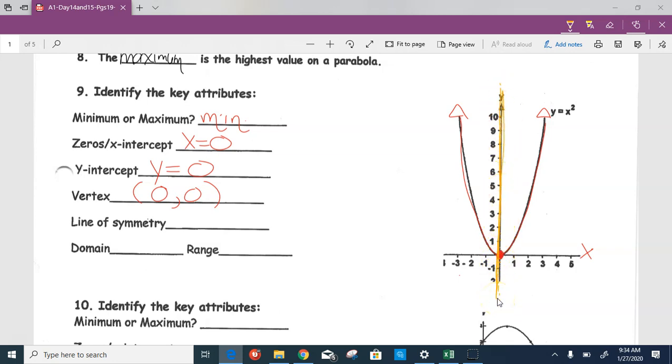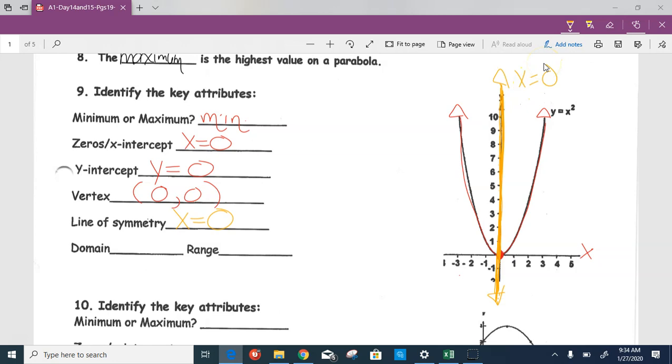This is the line of symmetry. For this case, for the y-axis, it is where x equals 0. Every point on this line has a coordinate of 0 for the x value. You have (0, 0), (0, 1), (0, 2), (0, 3), (0, 4), all the way forever. So this x equals 0 is our line of symmetry.